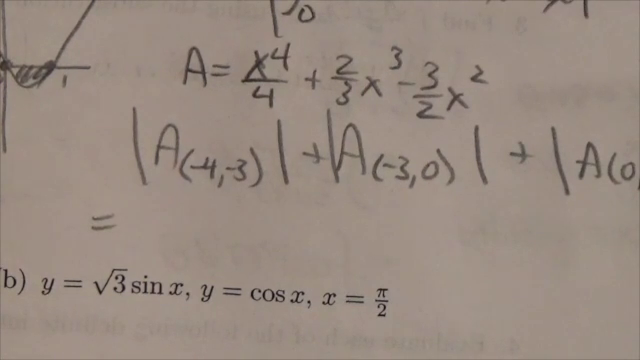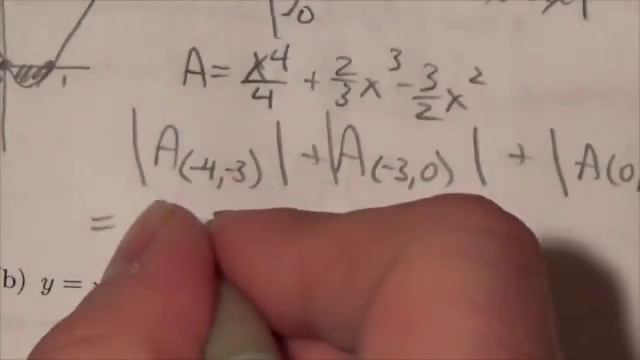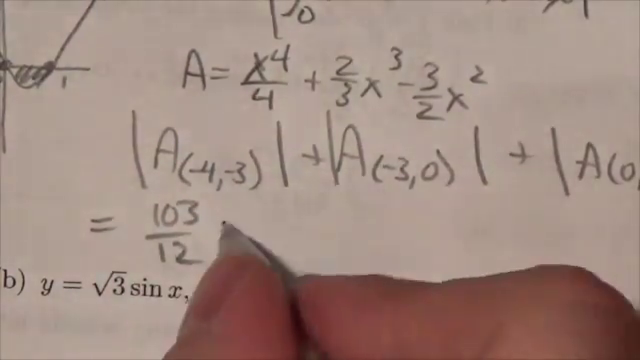what do we got here? That is going to end up being -3 to the power of 4 divided by 4, plus 2/3 of -3 to the power of 3, minus 3 divided by 2 times -3 squared. So this first little bit here is going to be 103 twelfths. And we're going to add to that.